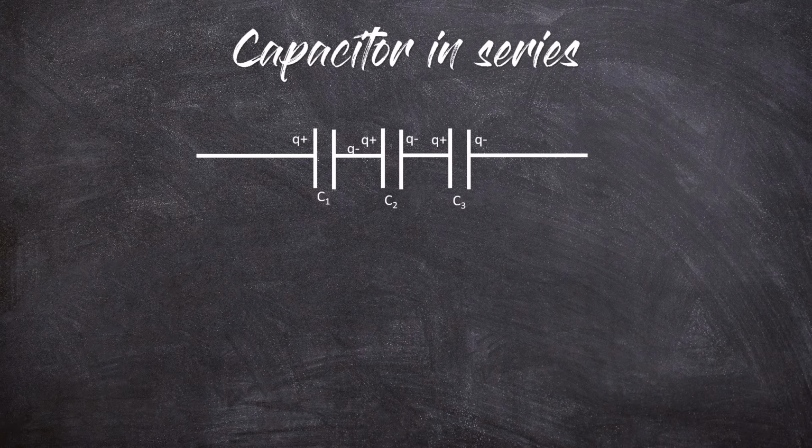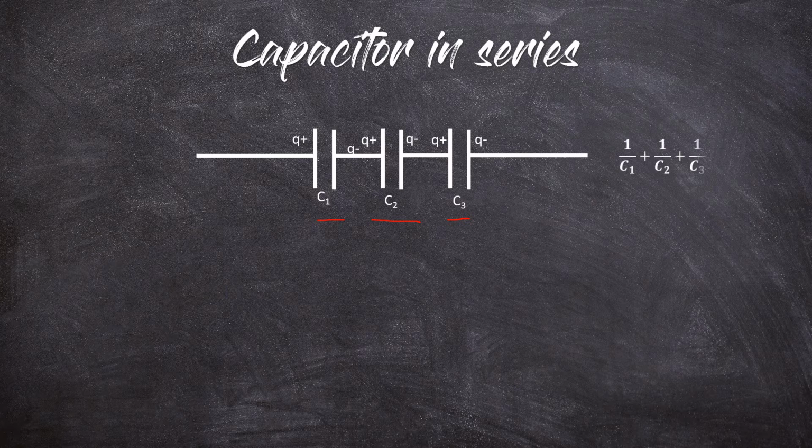So we are going to talk about capacitors in series. This diagram is about three capacitors joined in series. Here this is capacitor 1, this is capacitor 2, and this is capacitor 3. We are going to learn how we can calculate the capacitance of capacitors in series.